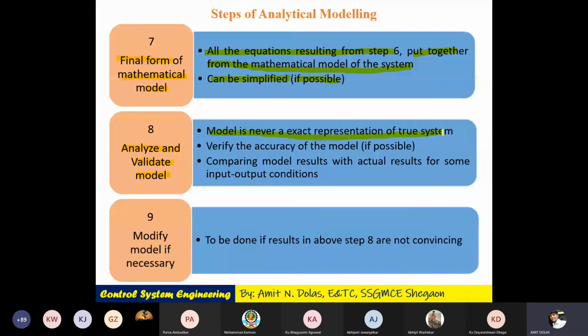A model is never an exact representation of the true system. Verify the accuracy of the model if possible, by comparing model results with actual results for some input and output conditions. How do we validate? Like we are talking about AC.